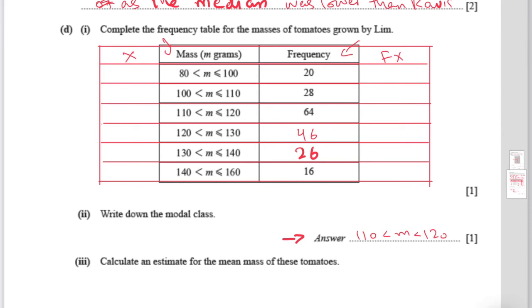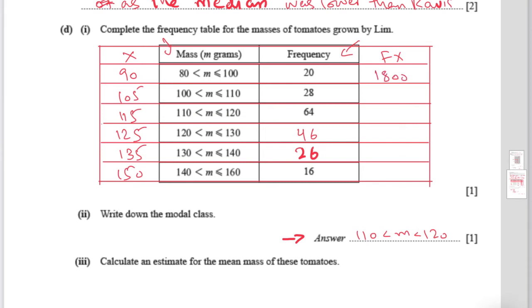So the first x is between 80 and 100, which is 90. Between 100 and 110 is 105. Between 110 and 120 is 115. Then between these two it's 125, and then 135, and then 150. Okay, so when we multiply 90 with 20, of course that's easier, you get 1800.